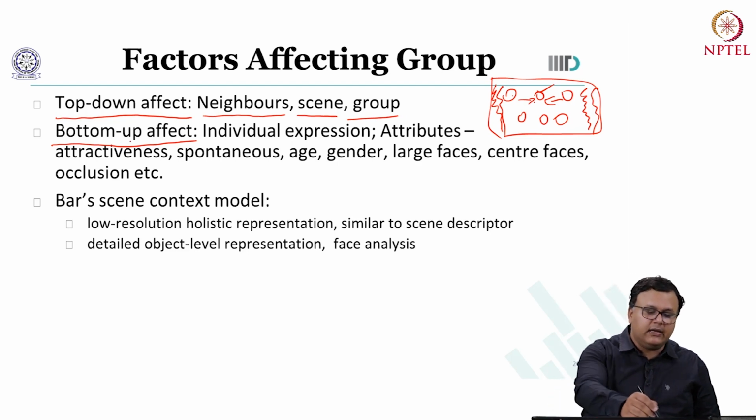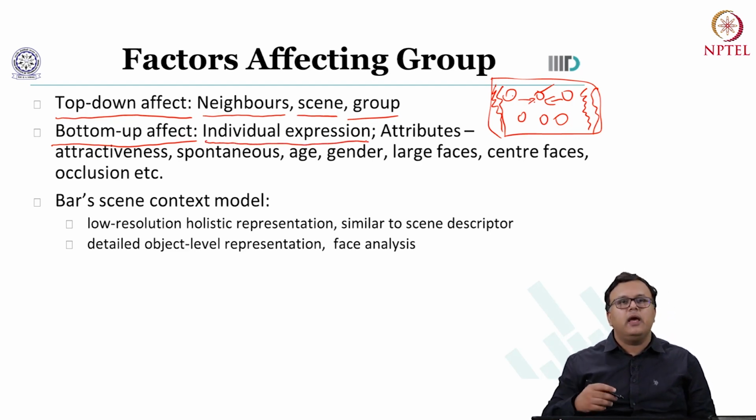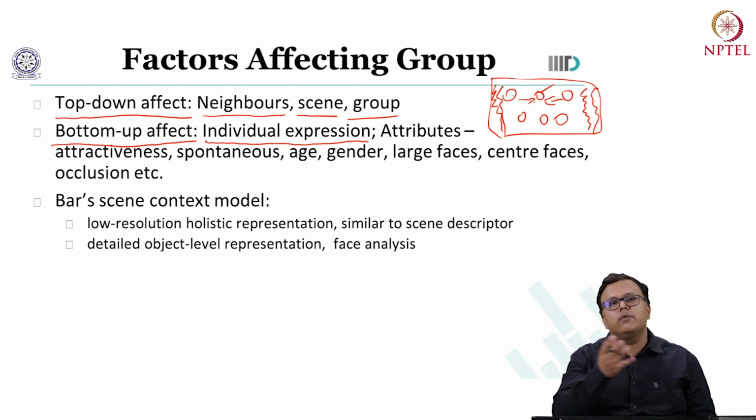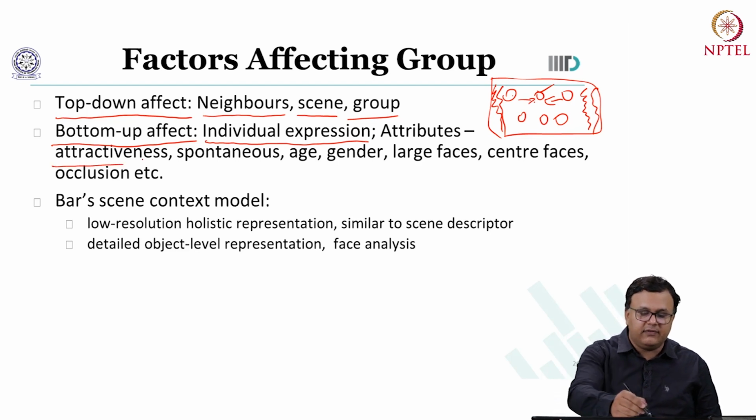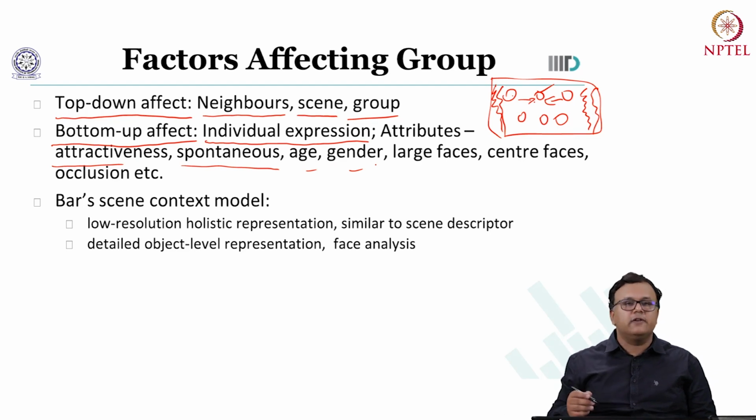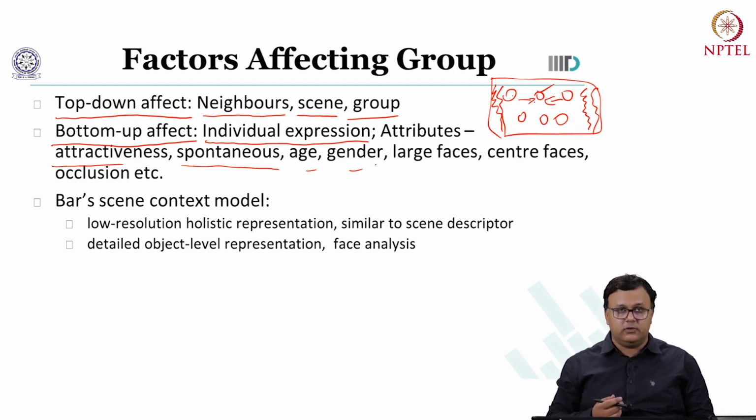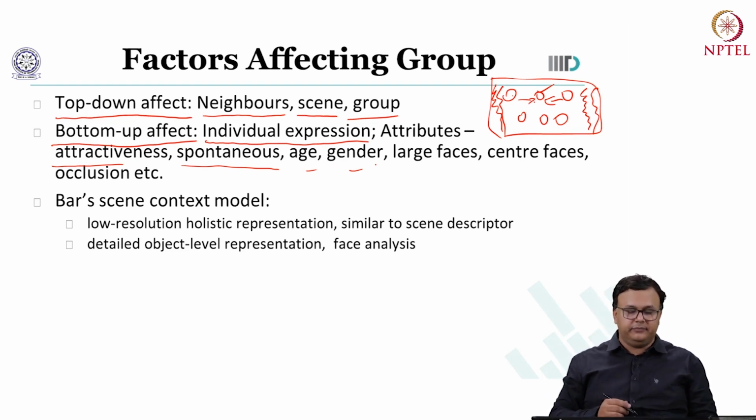Now, the second category is the bottom-up affect. This is essentially saying what is the individual expression and what is that contribution of this individual's expression towards the overall group emotion. Then there are things such as attractiveness, the spontaneous expression, age, gender, large faces, center faces, clearer faces and so forth. So, here we are looking at each person at a time from a computer's perspective.